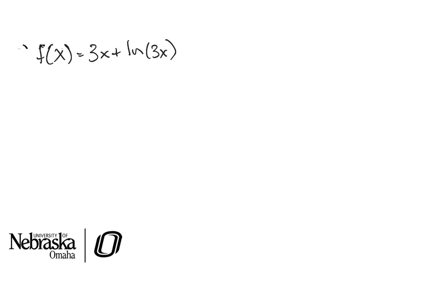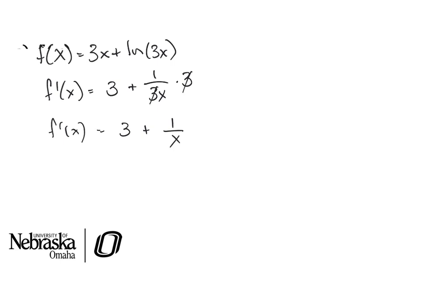Okay, so we have f of x equals 3x plus natural log of 3x. When we find the derivative of our first term, 3x is just 3. The derivative of the second term is a little bit different. When we take the derivative of the natural log of 3x, we have 1 over the term we're taking the derivative of, the entire 3x, times the derivative of the inside function, so times 3. So the derivative of f(x) equals 3 plus 1 over x. These 3's cancel.